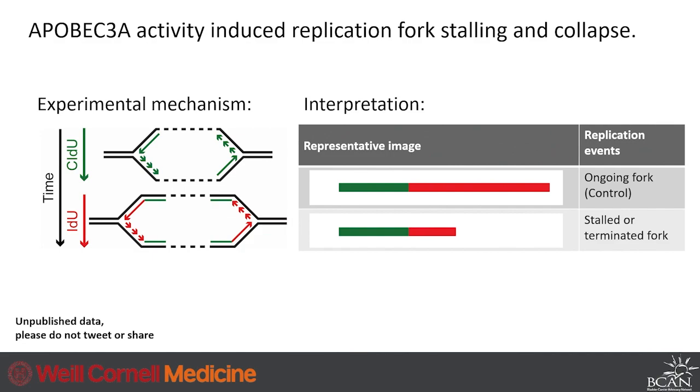So to answer this question, we're using the DNA fiber assay to identify the impact of APOBEC3A activity on the replication fork. This DNA fiber assay uses two different thymidine analogs. These analogs can be incorporated into the DNA during the replication process, and then we can use antibodies to specifically label these DNA fragments. When we compare the ratio between these two fragments, as we're showing here on the right, you can judge whether the replication status is ongoing or terminated.